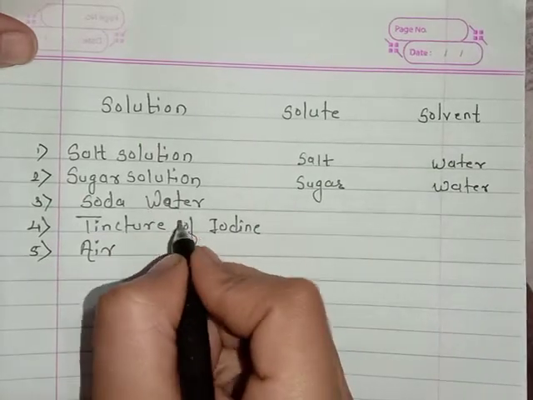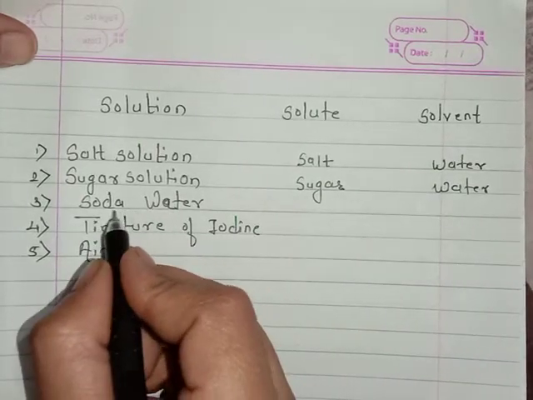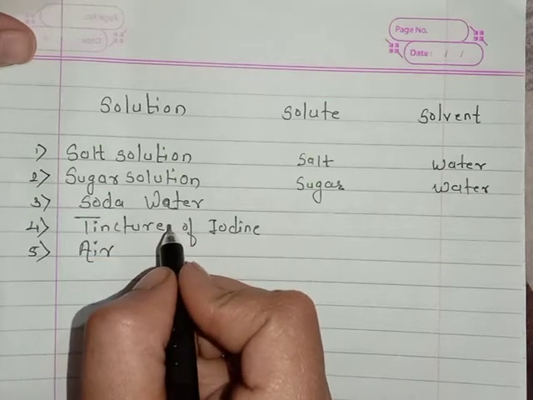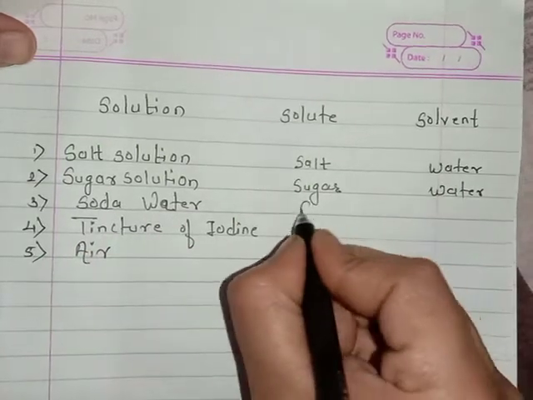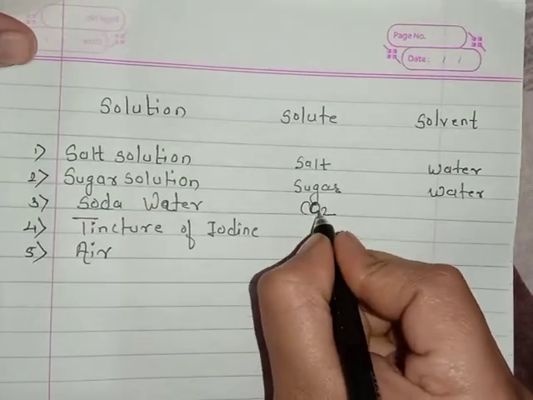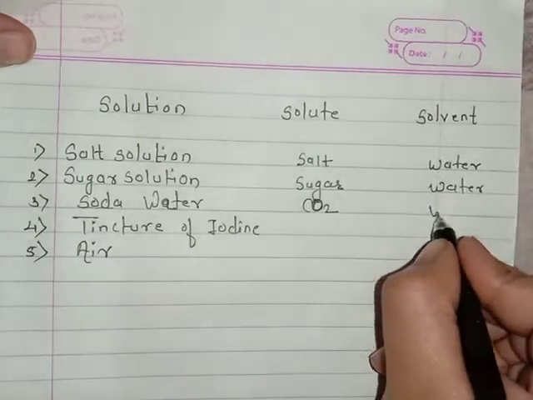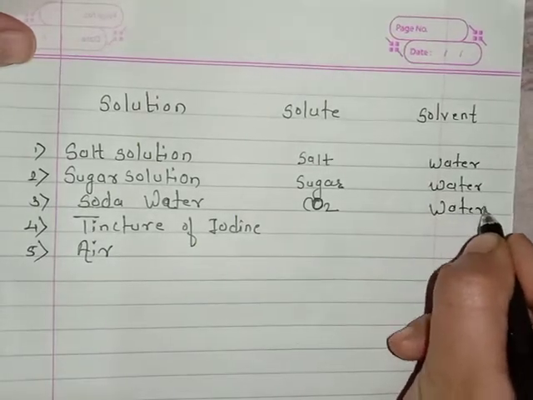In the case of soda water, most of the students get confused here. They assume that soda is the solute and water is the solvent. No, in soda water, children, carbon dioxide is the solute and water is the solvent.